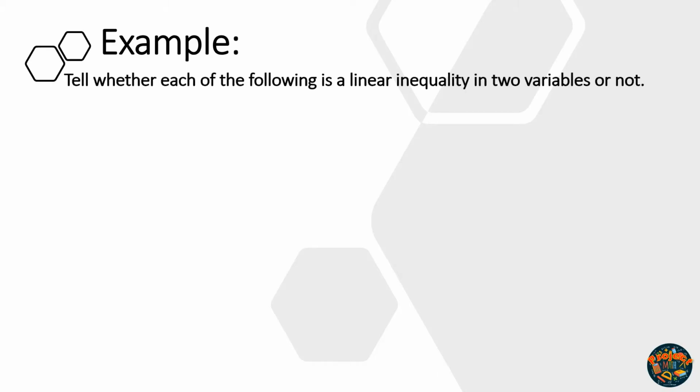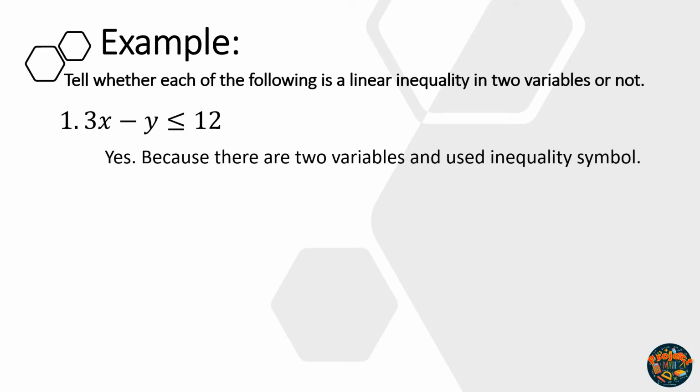Let's have our example. Tell whether each of the following is a linear inequality in two variables or not. Number 1, 3x minus y is less than or equal to 12. The answer is yes, because there are two variables and it uses an inequality symbol.